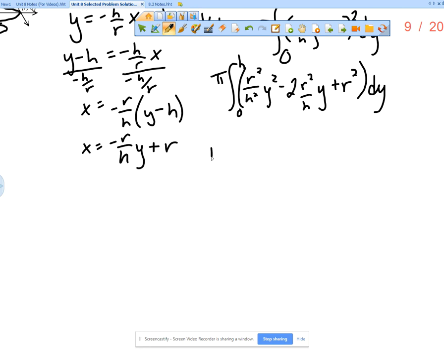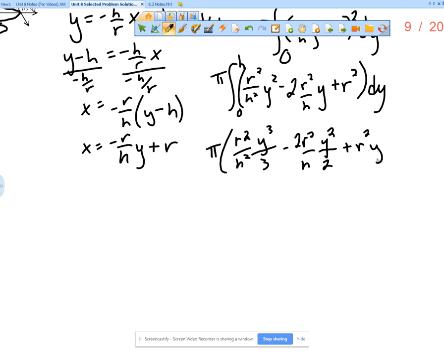So pi times the integral from 0 to h. Now, r squared over h squared is just a constant, so r squared over h squared times y squared. Now let's integrate y squared. That would be y cubed over 3. Minus, now, the 2r squared over h is a constant, times the integral of y, which is y squared over 2, and then plus the integral of r squared. Remember, that's not r cubed over 3. We're integrating with respect to y. It's r squared times y. And we're going to evaluate that from 0 to h.